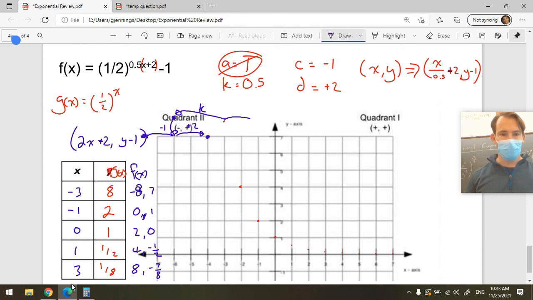Negative 8, 7. This will be negative 2. This is 0. This is 2. And this is 6. Okay, so that's where all of those go.